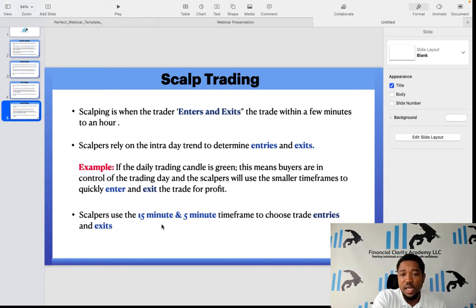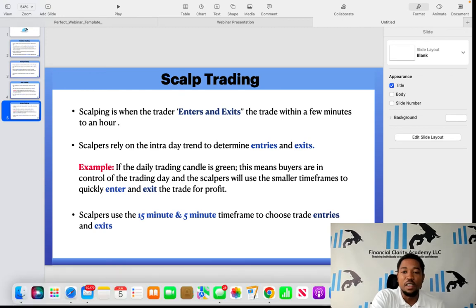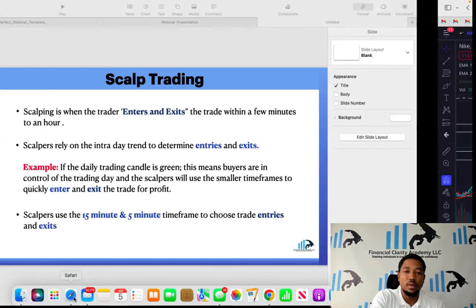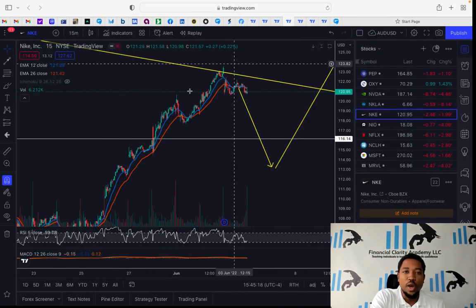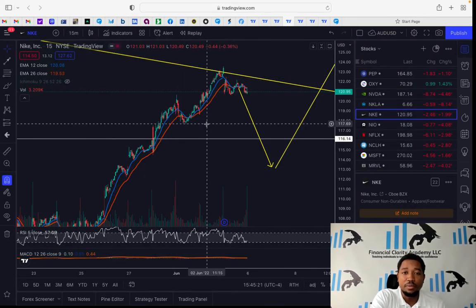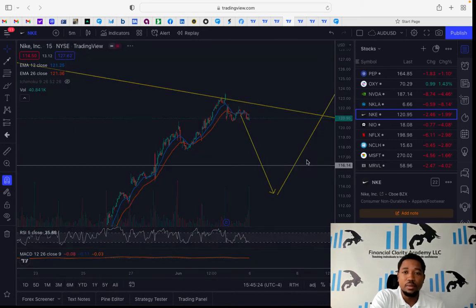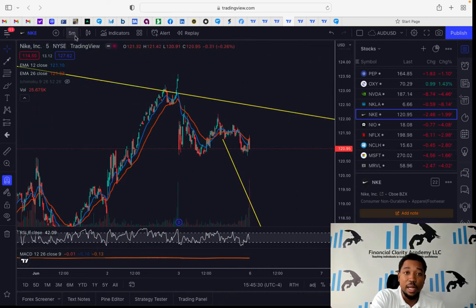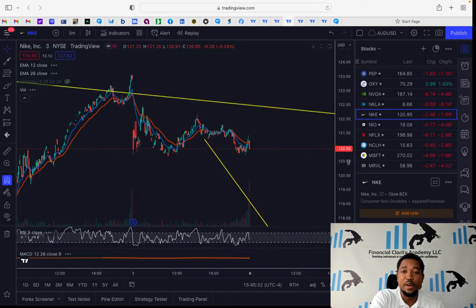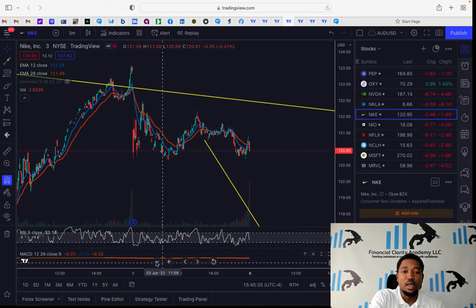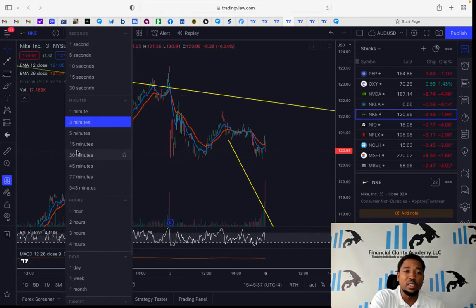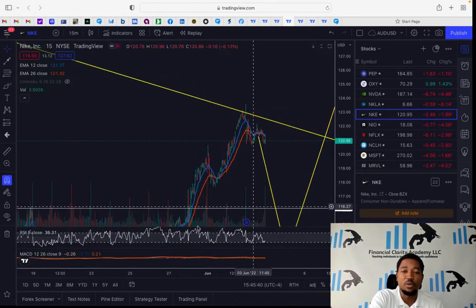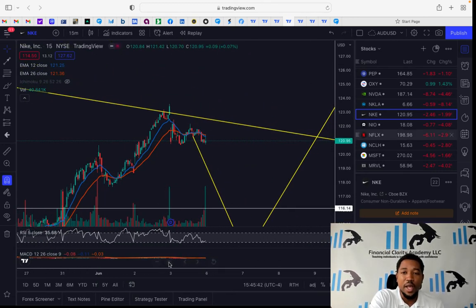Scalpers use the 15-minute and the 5-minute time frame to choose entries and exits to trades. So let's look at an example on the 15-minute and 5-minute. So we already have Nike on the 15-minute for a trade. You go down to the 5-minute, the scalpers use this time frame. Or scalpers even use the 1-minute time frame and the 3-minute time frame. But you use these smaller time frames when you get more experience and get better in your trading journey.